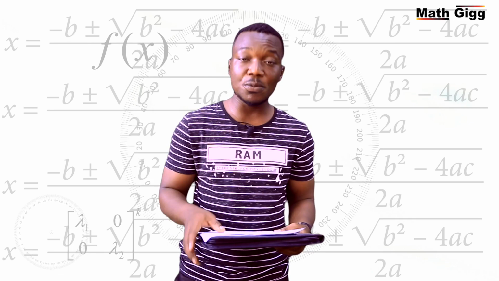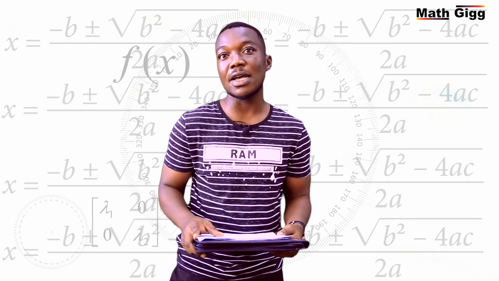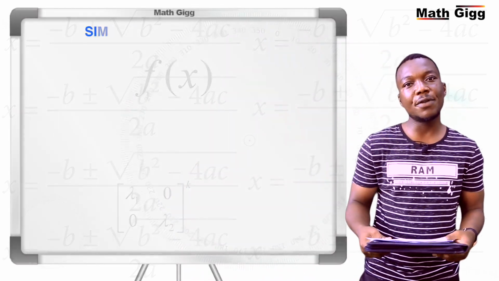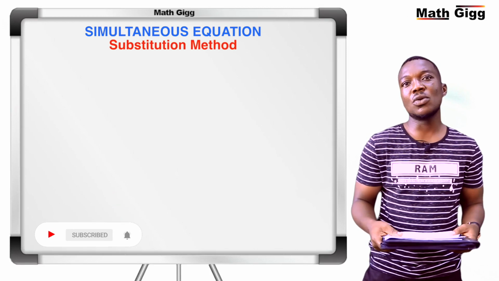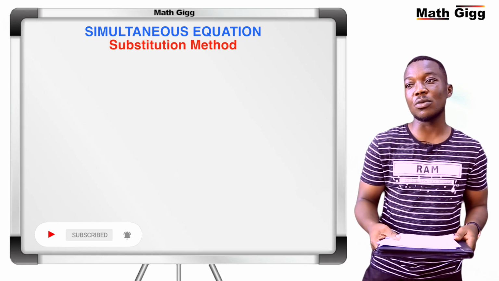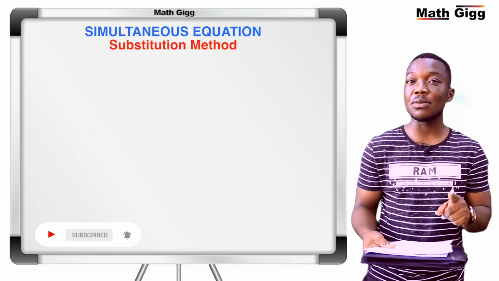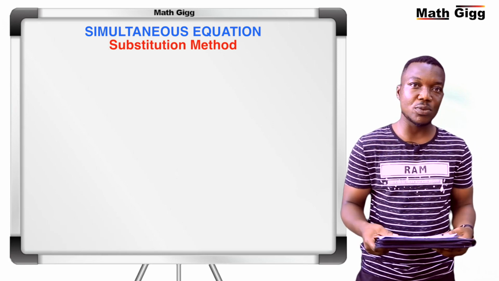Alright, so thank you. Let's move to the second method of solving simultaneous equations. For the second one, I've chosen the substitution method. Substitution method means that we are going to substitute one of the variables, or express one variable in terms of the other. So let's pick the same question that we solved.